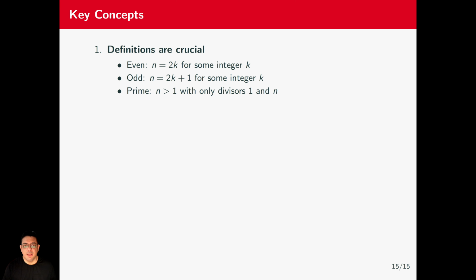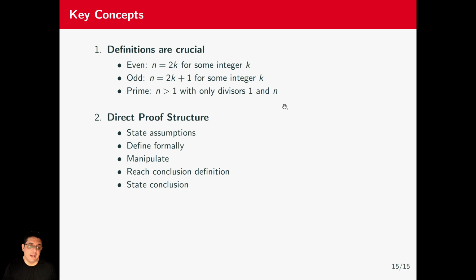Now, in summary, for any proof that we're going to make, definitions are going to be crucial. You want to take into account that even is n equals 2k, and odd is n equals 2k plus 1. Prime numbers are numbers bigger than 1 with divisors only 1 and n. The direct proof structure, the 5 steps, is: you state your assumptions, you write the definition of the assumptions, you define formally, you manipulate, you reach the conclusion definition, and you state the conclusion. You gotta follow those steps for everything that you're doing.